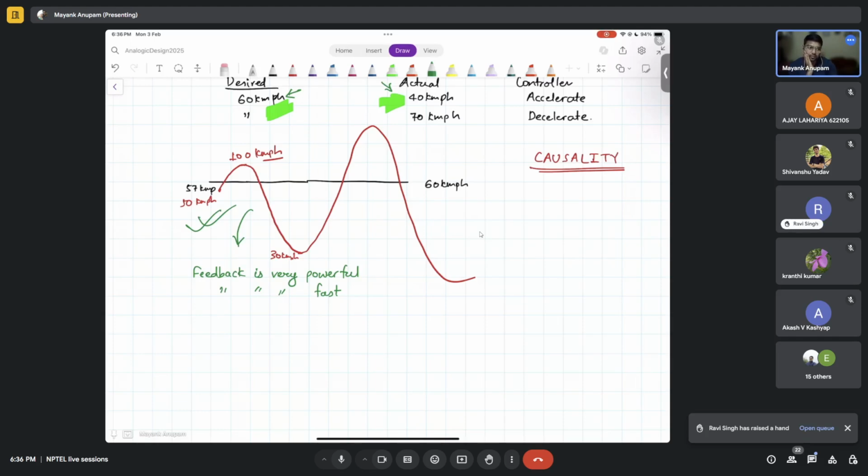Yes, Ravi. So essentially, what you meant was, with respect to delay, we have to see how fast the loop can get or how slow it can get, right? Yes, exactly. That is the point that I was trying to make.